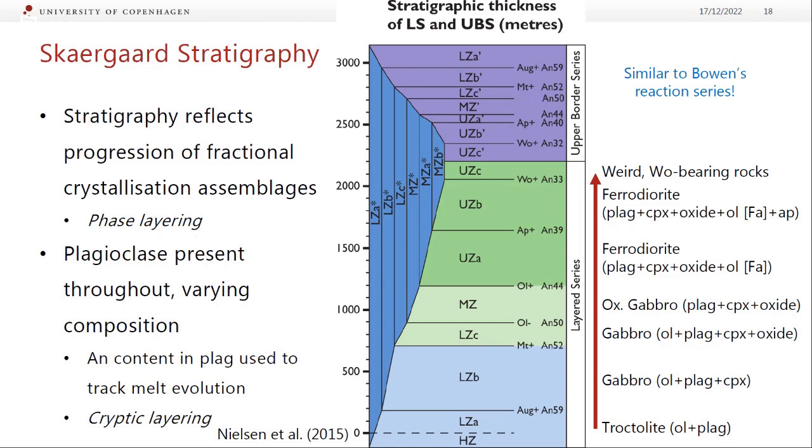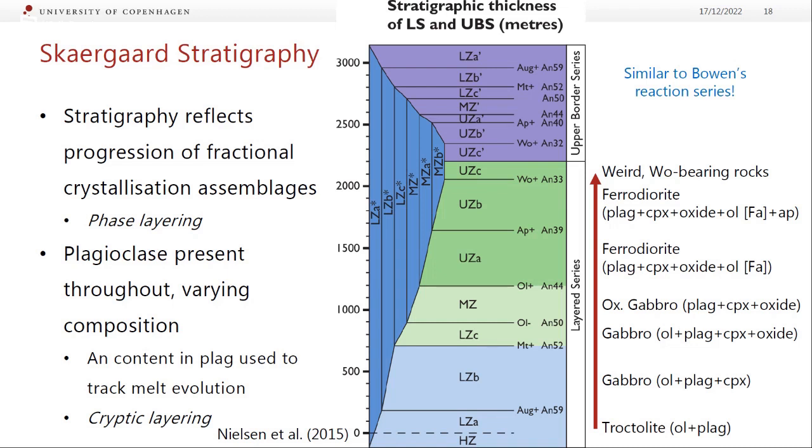The other thing you notice is that throughout this whole series, we have plagioclase present, and the plagioclase composition varies systematically. On the right of all those labels, there's AN followed by a number. That's the anorthite content of the plagioclase, and you can see that it is systematically dropping as we go through.